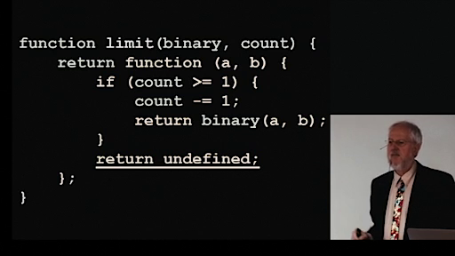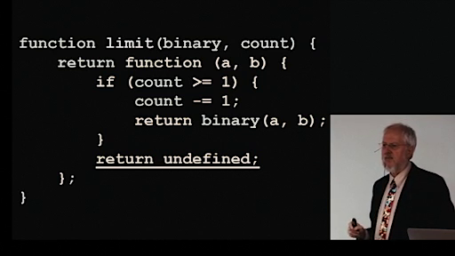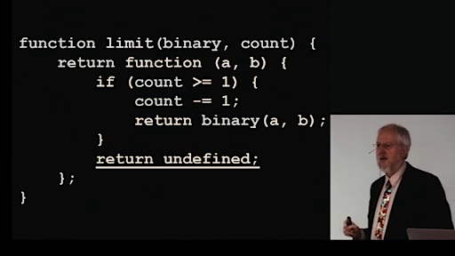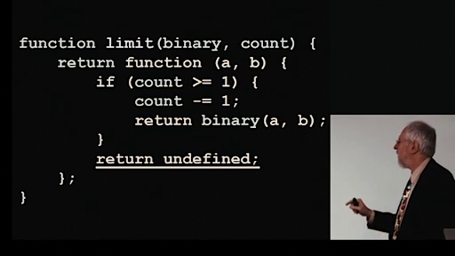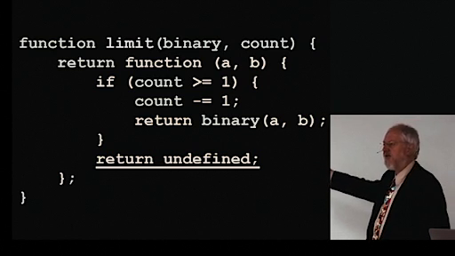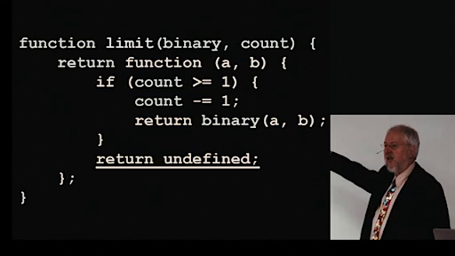Well, yeah. I'm a little confused how the count is being stored. How is the number of times it's being... Well, we're using closure, right? So the inner function has access to the variables and parameters of the outer function. So it sees the count and is changing that parameter.